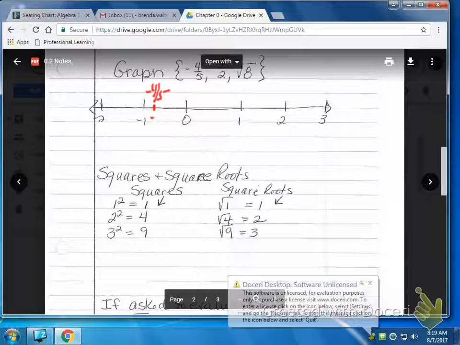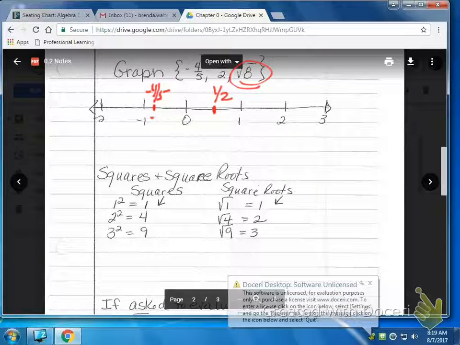Okay, what about if we had to do one, I think that is 1/2, right? 1/2, where's 1/2 going to go? Between what two numbers? Jennifer? 0 and 1, and right smack dab in the middle.